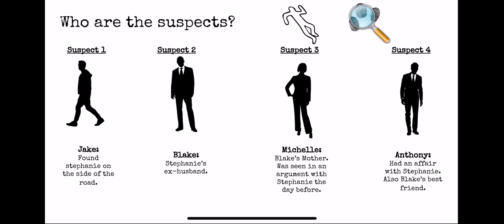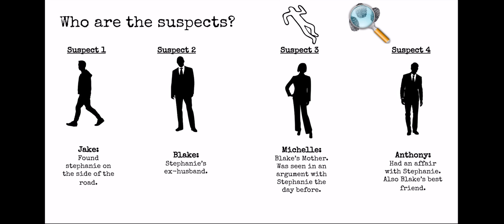When the police began their investigation, they obtained 2 samples of DNA for testing. Sample 1, which was a hair found on Stephanie, and Sample 2, a swab that was used to isolate DNA under Stephanie's fingernails because it appeared as if she had been in a physical altercation with her killer, trying to defend herself. Now let's talk about our 4 suspects. Suspect 1 is Jake. He was the one that found Stephanie on the side of the road. Although he reported having nothing to do with her murder, he was still considered a suspect.